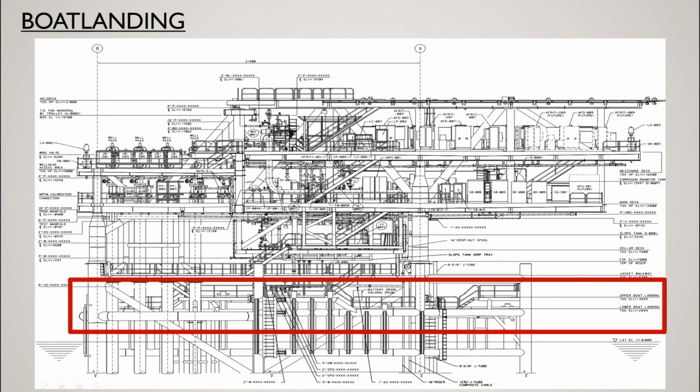Here you can see the overall side view of the platform, and in this highlighted portion you can see the upper boat landing and the lower boat landing. The upper boat landing elevation is this, then a staircase is there, and then there is a lower boat landing, and then you can see the ladders. These ladders will reach the sea level, and through these ladders you can connect with the boats. These are available on each side of the platform, east or west, depending again on the wind direction. The rest of the levels we will discuss in the next slides.